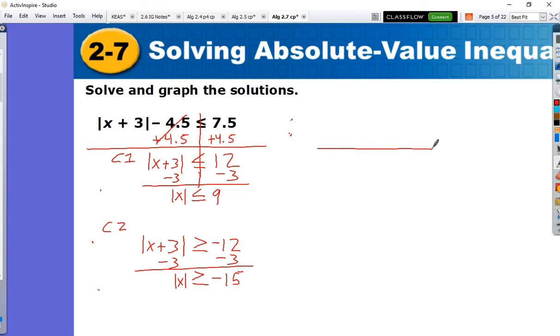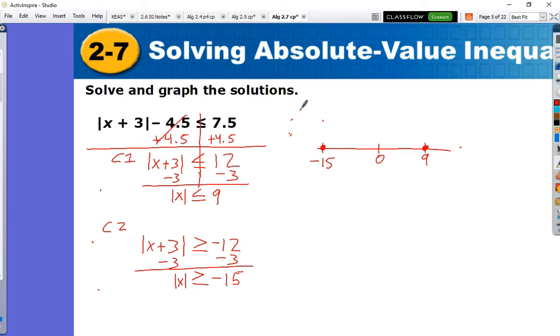Okay, so let's graph this. Let's put ourselves a 0. We're going to have 9 up here on this side, and we're going to have negative 15 down here on that side. Okay, so there's our number line. There's our graph. Okay, let's take a look here. This x can equal 9, so we could have a filled in circle on 9. X can also equal negative 15, filled in circle on negative 15.